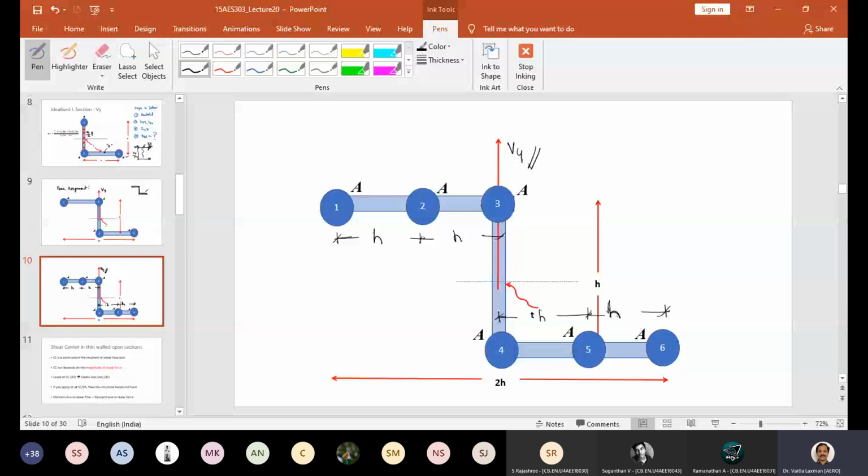And remember, we are overestimating, not underestimating. Underestimation for the design is not good. Overestimation is safe. The structure is safe, but not economical. Sir, isn't that h by 2? Which one? The total distance is 2h. So you have marked h by 2. Right. Thank you. All right.